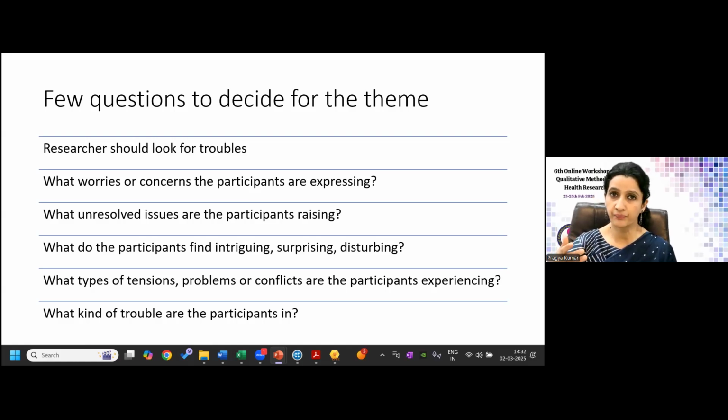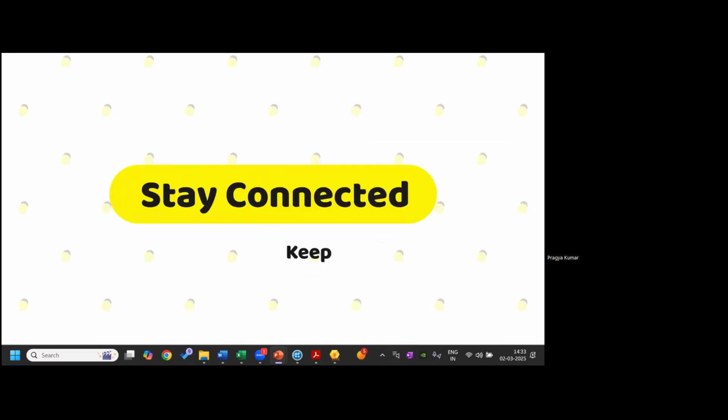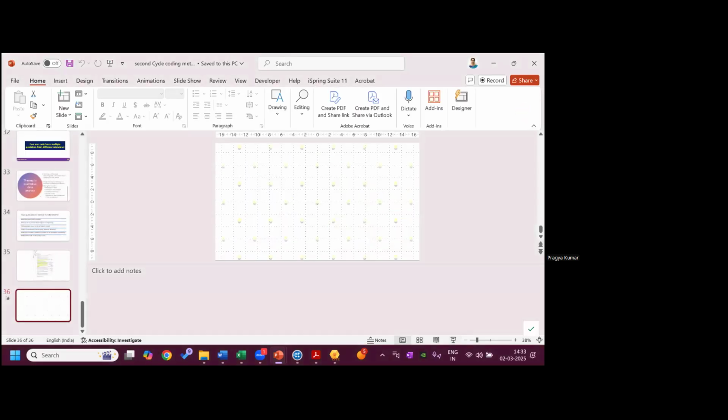And I think one Swasthya Mitra was very apprehensive because there was some altercation with a local person who was using abusive language. So she was quite apprehensive. So in any conflict or any problem or tension they are experiencing, you can also make a theme. Again, it is not always necessary to make a theme, but these are some questions you can ask to say that yes, these are the troubles or problems which they are facing.